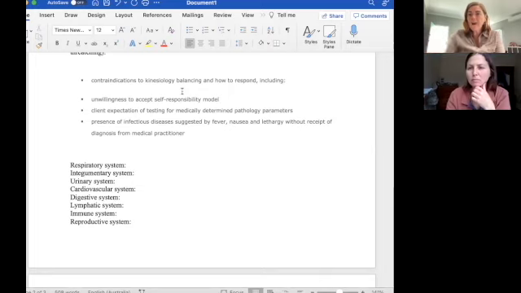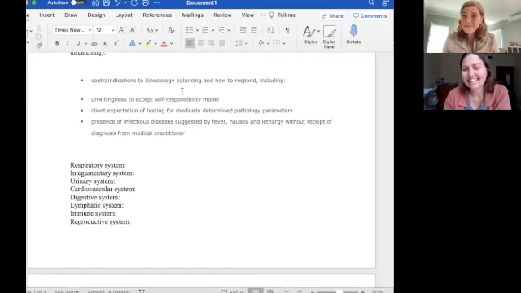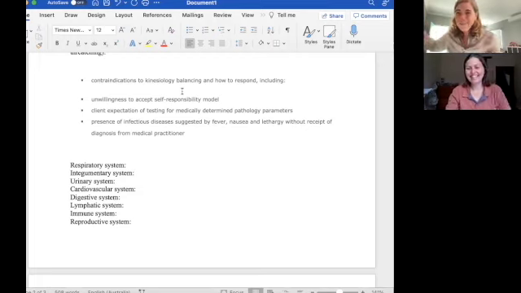The next one is the client has an expectation for medically determined pathology parameters, which is, you know, can you tell me if I have cancer? No, we can't test for that. You're going to have to go to your doctor and get that information followed up. I mean, they could also be saying, can you tell me if I'm pregnant? No, go and pee on a stick. People will ask, can you tell me the sex of the baby? No, go and have an ultrasound, because there's this perceived magical, all-knowing clairvoyance with the muscle test that is not necessarily appropriate.